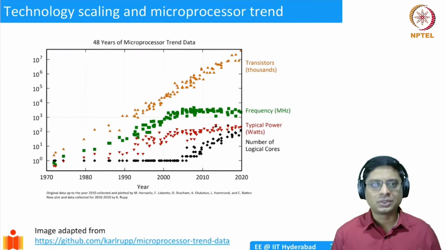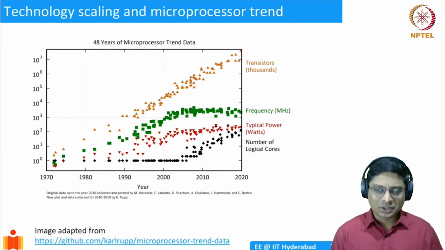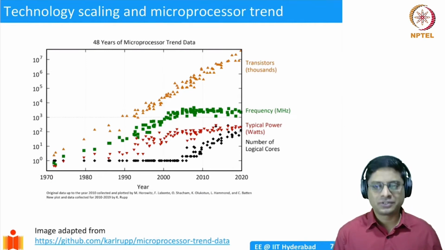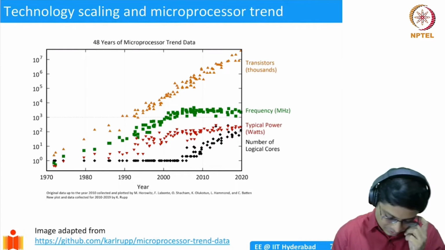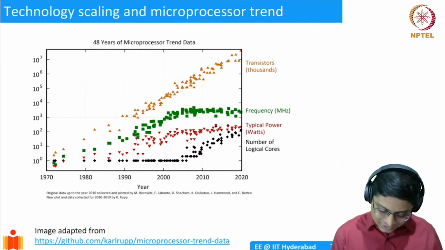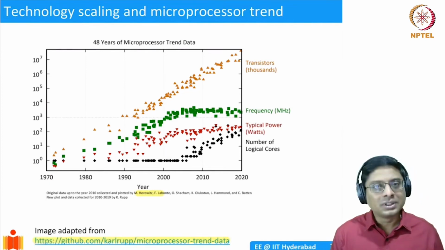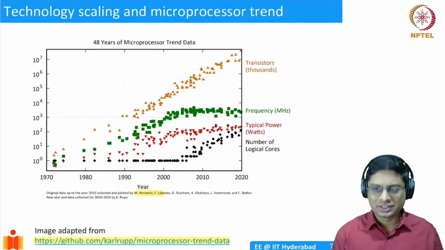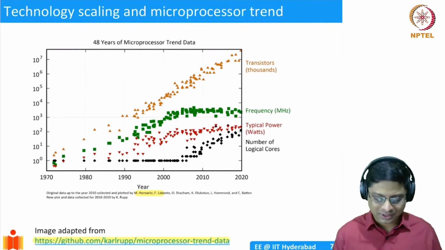This is to me a very, very impressive slide because this data shows you how the various parameters of a microprocessor have behaved over the last 50 years. This was originally collected by Horowitz and others, and recently I've taken this data from GitHub, from the website of Karl Rupp. He has collected this, and keeps updating it every now and then. So this is the data up to 2019, I think.